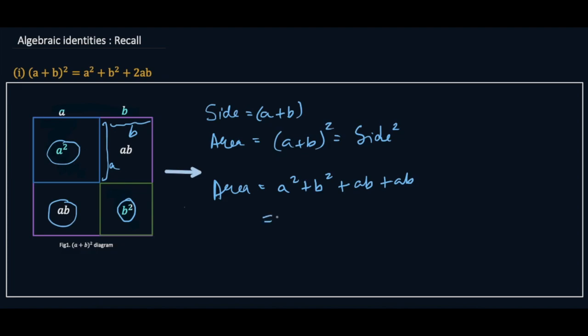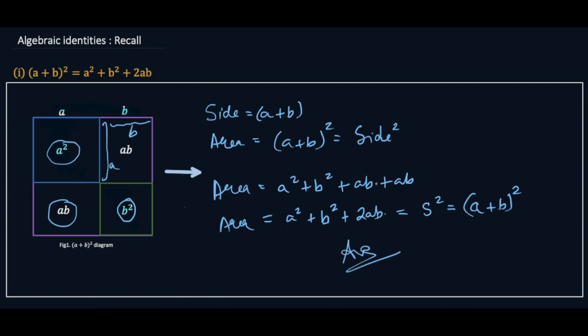Now let's simplify this further. We'll get a² + b² + 2ab. And this is equal to our side square, which is (a+b)². And this is our first identity. It's very important you understand the diagram on the left side and then the identity on the right side, because this is how you actually understand why the identity's LHS is equal to RHS and why do we have an extra 2ab component in this very identity.